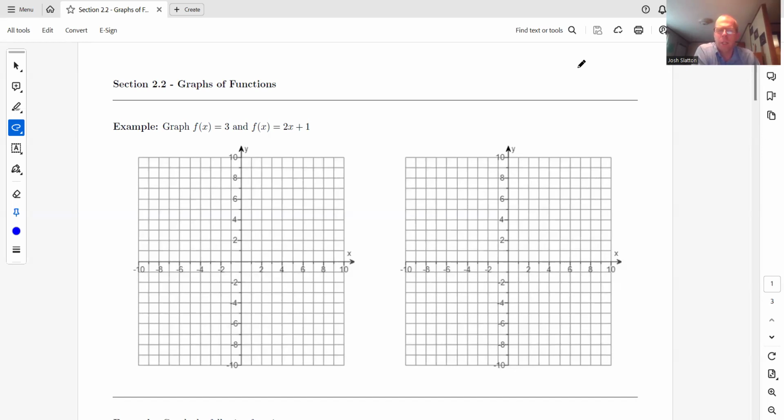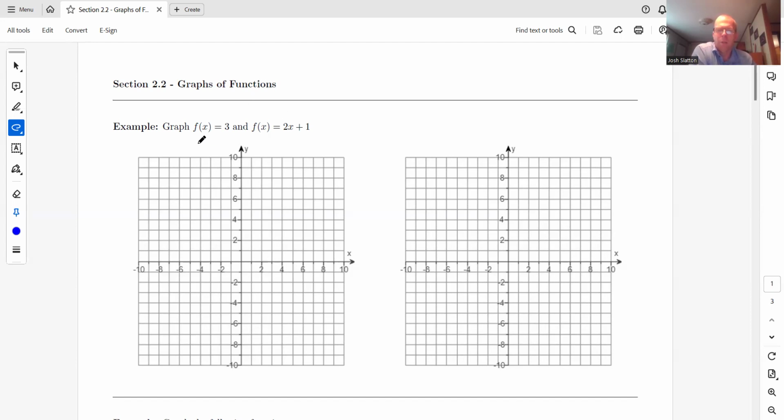So this first one, f of x equals 3. Most of you probably know that this is either a horizontal line or a vertical line. I know that when I was a student, I had trouble remembering, is it y equals 3 that's a horizontal line, or is it x equals 3 that's a horizontal line? Because the x-axis is a horizontal axis, it seems like x equals 3 would be the horizontal line, but that's actually not the case. The x equals 3 would be the vertical line.